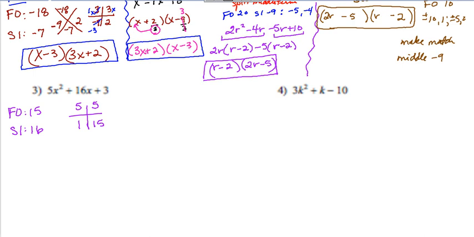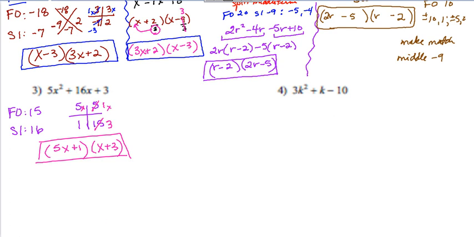Okay? Now I need to check and see if there is some reduction that can be done. There's no reduction here. There's nothing I can take out of these two. But out of the 5 and the 15, I can take a 5 out of each one of those. 5 divided by 5 is 1. 15 divided by 5 is 3. And so I build my factors as 5x plus 1 and x plus 3. Don't forget, this top term is always the one that goes with the x. So that's the factored form of number 3.